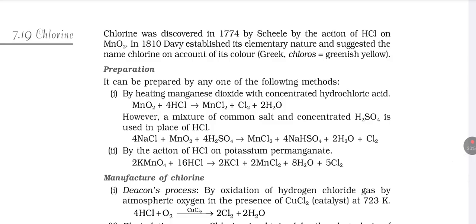Chlorine. Chlorine was discovered in 1774 by Scheele by the action of HCl on MnO2. In 1810, Davy established its elementary nature and suggested the name chlorine on account of its color. Greek chloros means greenish yellow.